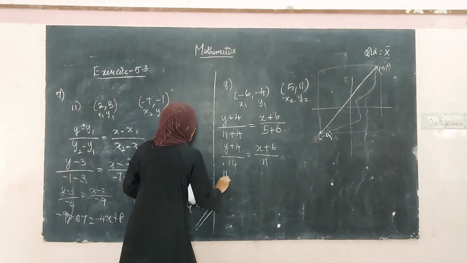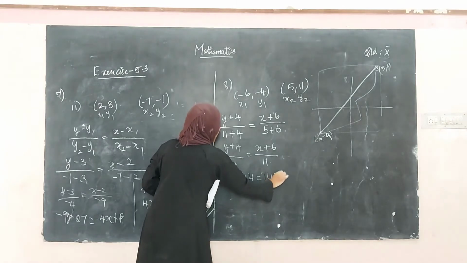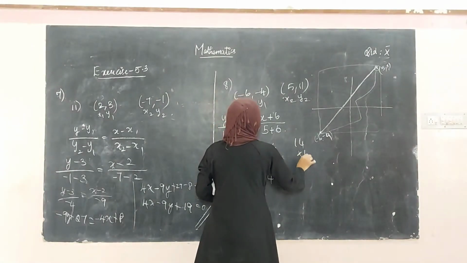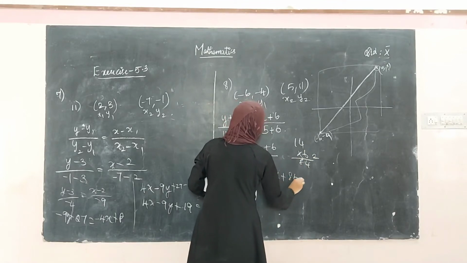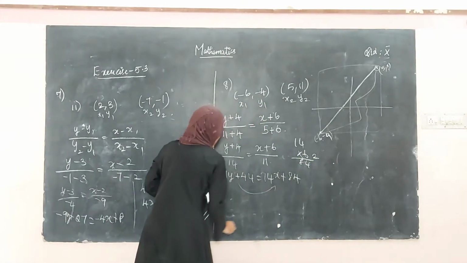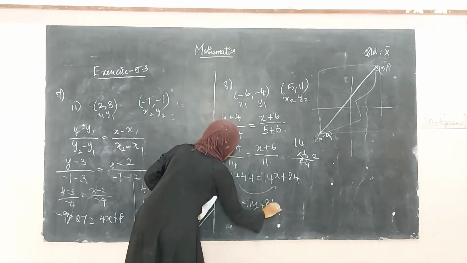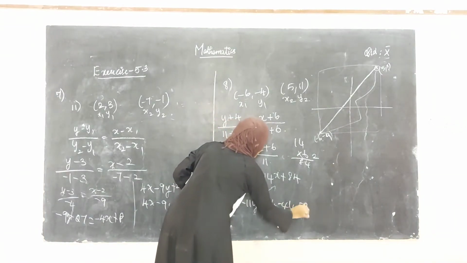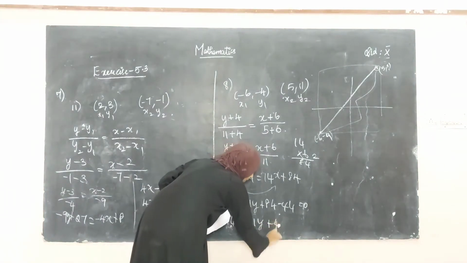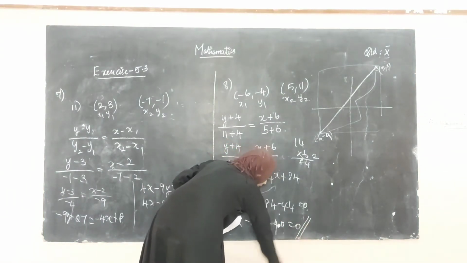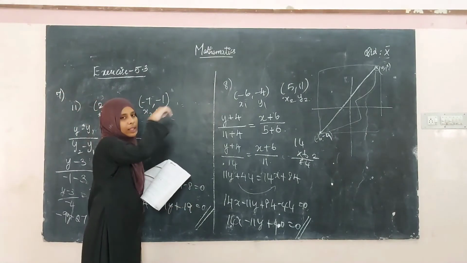On cross multiplying, 11y plus 44 equals 14x plus, what is 14 into 6? 6 fours are 24, carry 2, 6 ones are 6, so 84. Now bring these two terms to this side. So 14x minus 11y plus 84 minus 44 equals 0. What's the required equation? 14x minus 11y plus 40 equals 0. This is the required equation of the shortest path for the cat to travel to drink its milk.